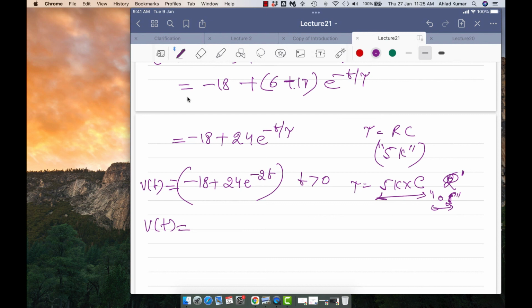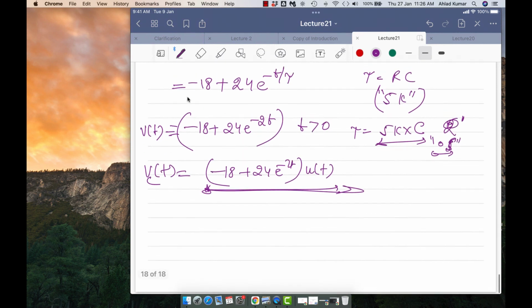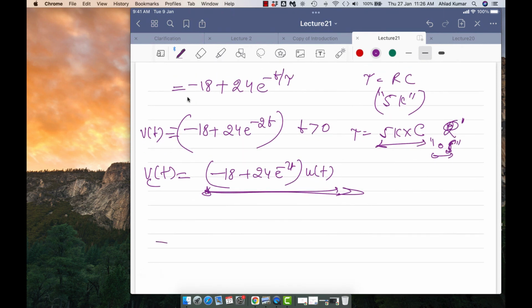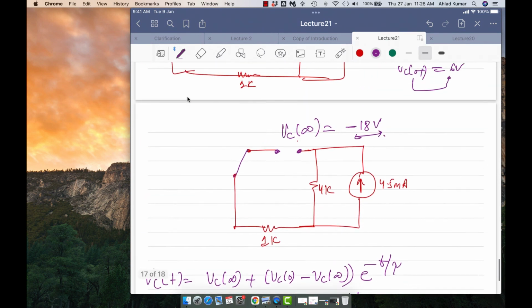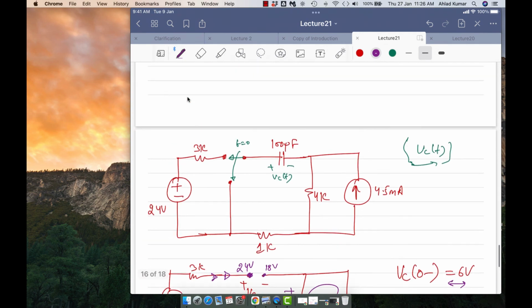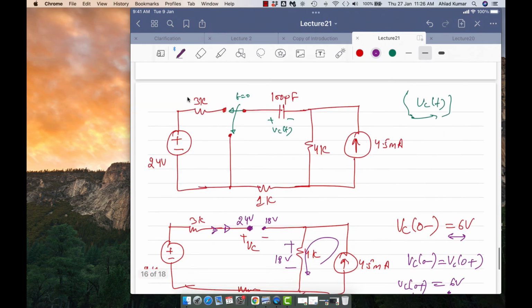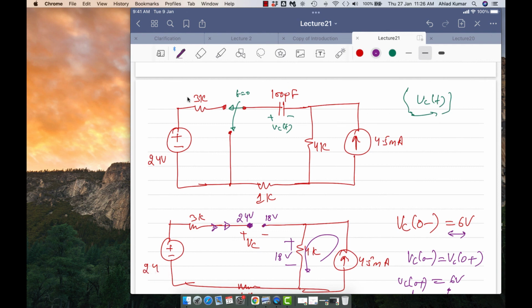But if you want to write in a single compact fashion, then it will be with u(t). So this is the answer for the capacitor voltage at any time t. So you can actually calculate all the values from minus infinity to plus infinity from this expression. Any questions here regarding this? How we solved it? Okay, fine. So if there are no questions, then we'll close this class today, and in the next class we will meet again. Thank you.